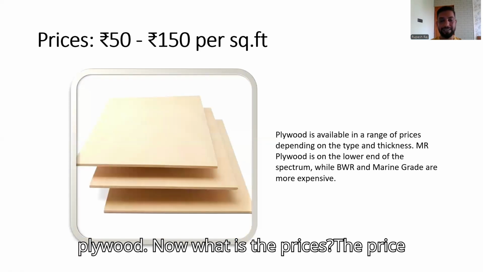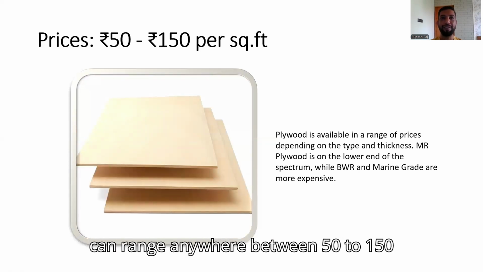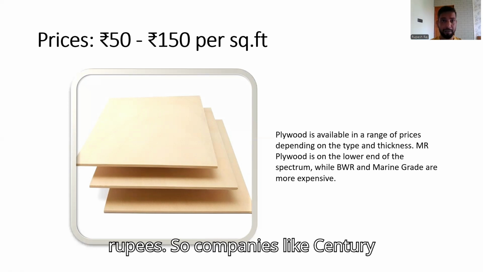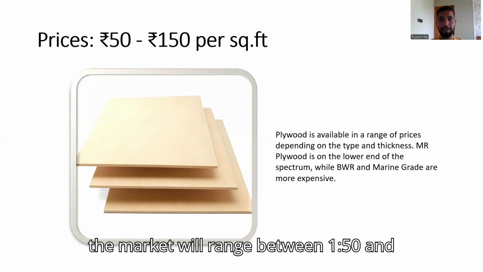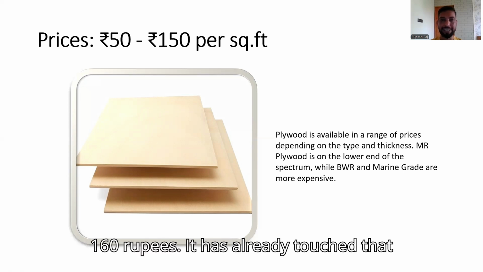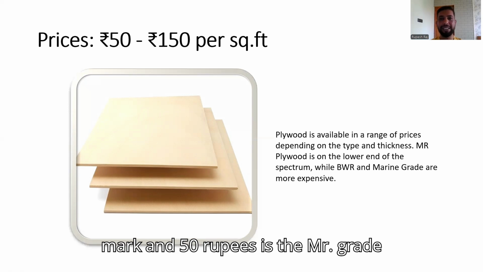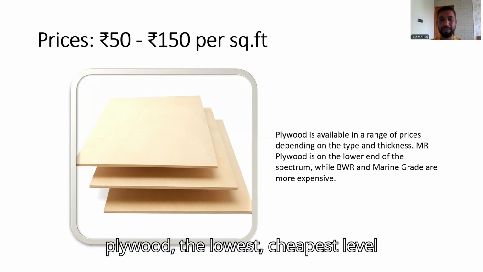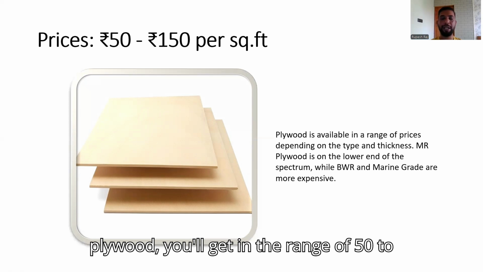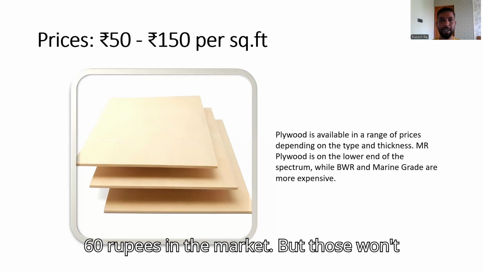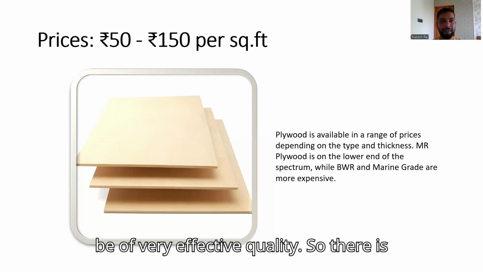Now, what are the prices? The price can range anywhere between 50 to 150 rupees. Companies like Century and Green, etc., in the market, will range between 150, 160 rupees. It has already touched that mark. And 50 rupees is the MR grade plywood, the lowest, cheapest level plywood, which will be available in the market. Even 18 19 plywood, you'll get in the range of 50 to 60 rupees in the market. But those won't be of very effective quality.